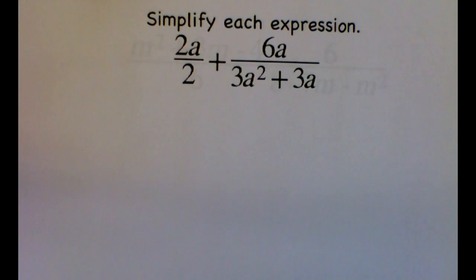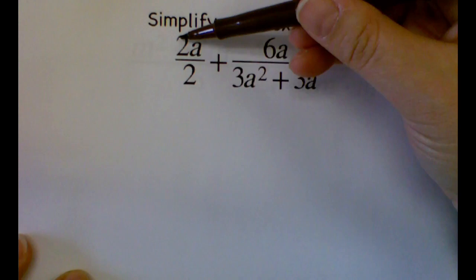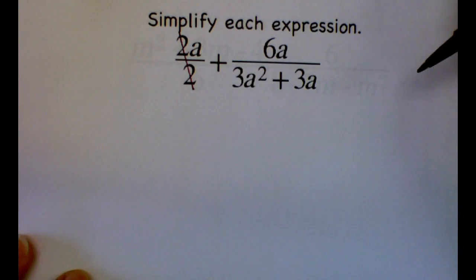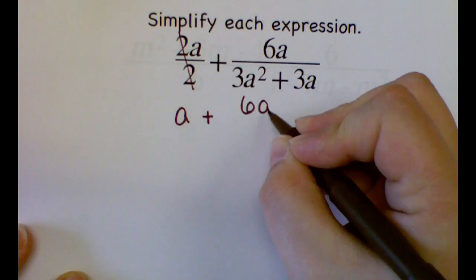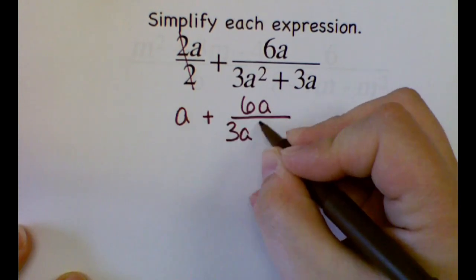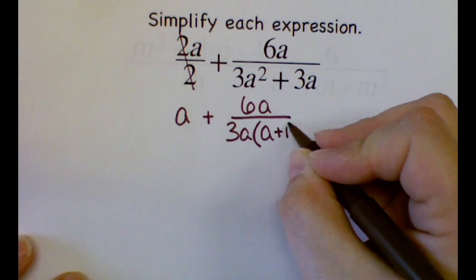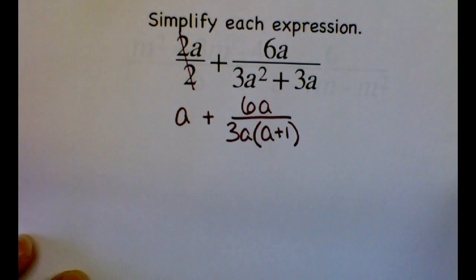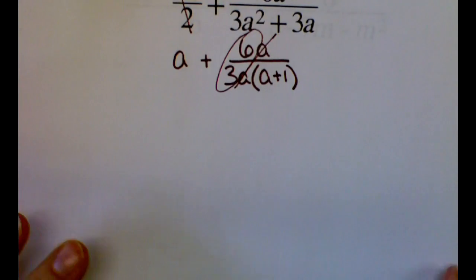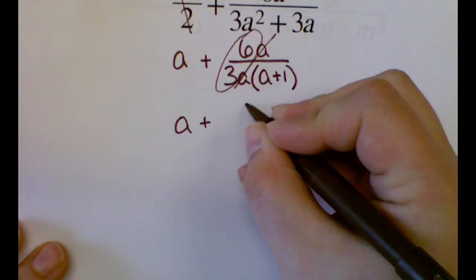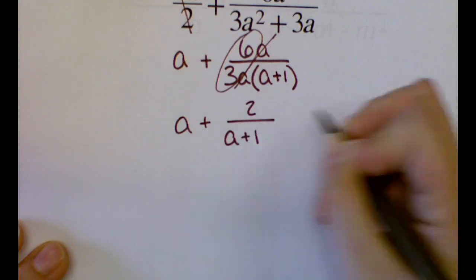All right, for this next one, I'm going to go ahead and say I should factor things and try to simplify before I do anything else. Because in the first fraction, I can cancel out those 2's. Leaves me just a. In the second fraction, I have 6a over, I can factor out a 3a, leaving me a plus 1 in the denominator. I can cancel out the a's. I can simplify the 6 over 3, so I have a plus 2 over a plus 1.